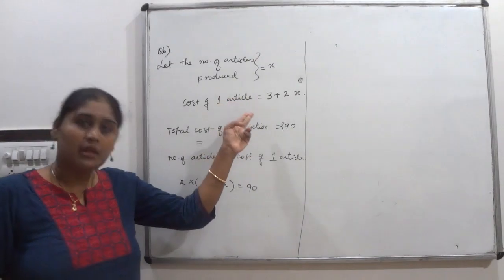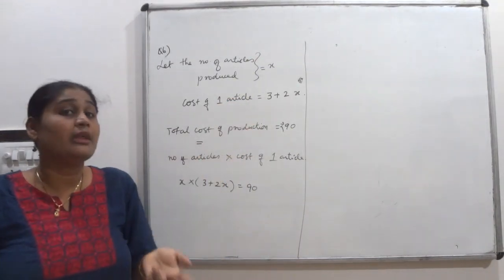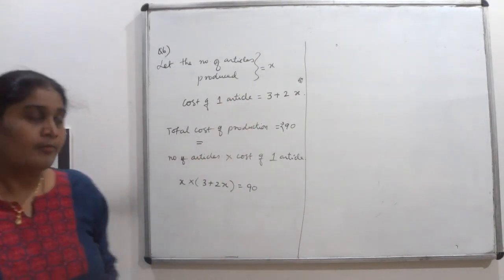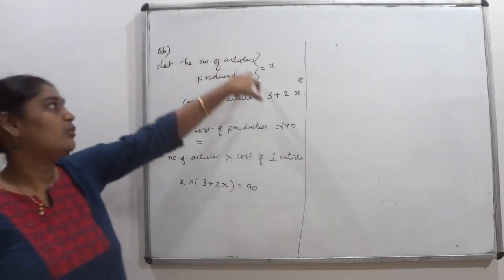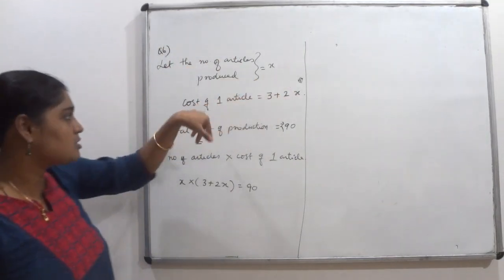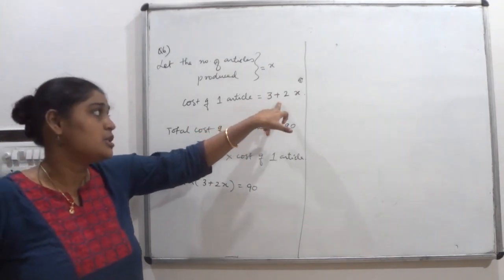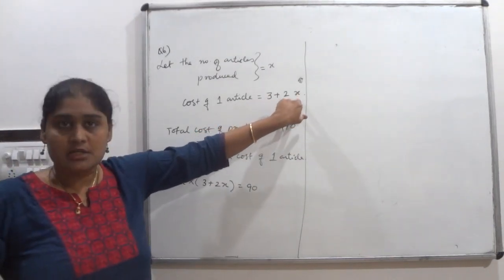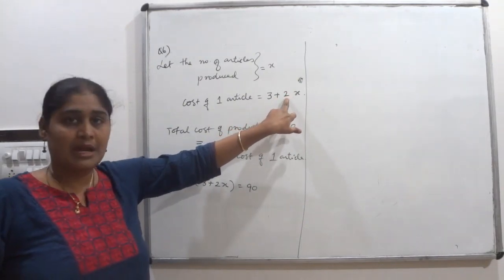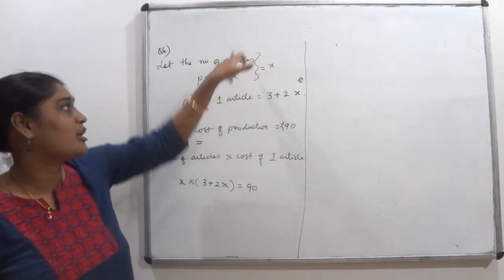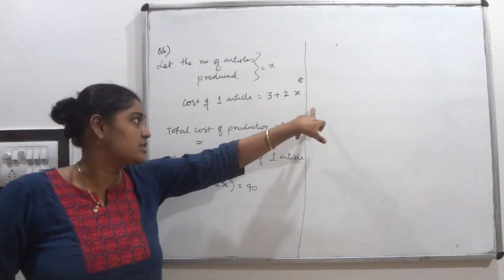Cost of one article is given to you, that is 3 more than twice the number of articles. Let the number of articles be x. So, the cost of one article will be 3 plus twice the number of articles. Twice means multiplied by 2, and the number of articles is x. So, 2x.